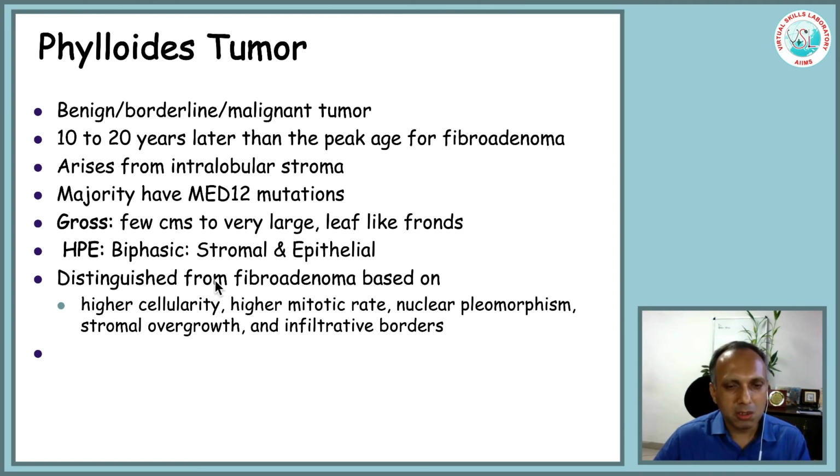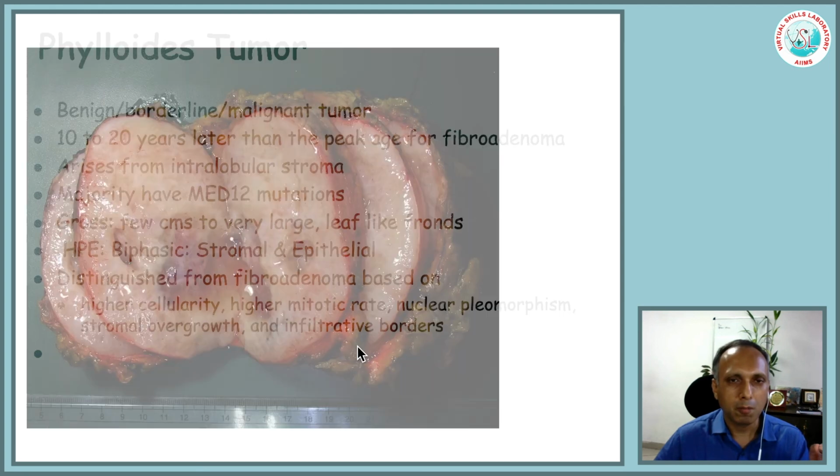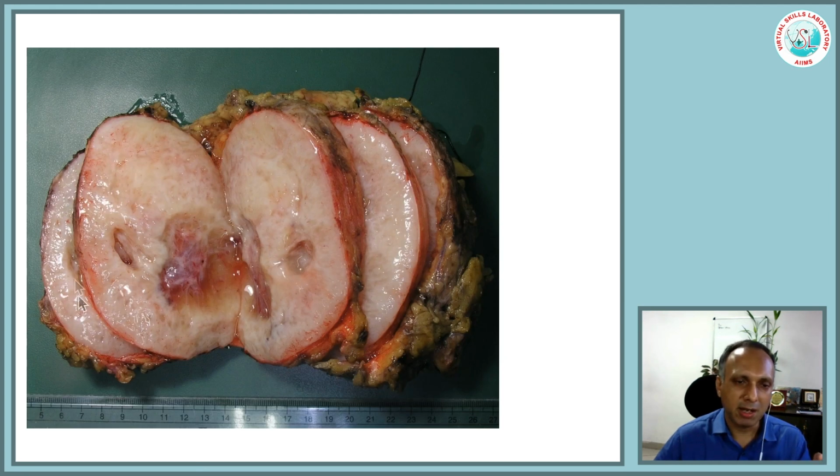So you distinguish it from fibroadenoma based upon higher cellularity, higher mitotic rate, nuclear pleomorphism, stromal overgrowth and infiltrative borders. As you can see, this is a very large phylloides tumor which has been enucleated. The cut section shows a similar myxoid bulging cut surface along with some areas of hemorrhage and altered discoloration. But you can see the margins are very well circumscribed.